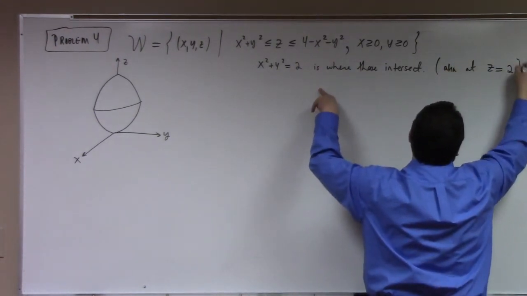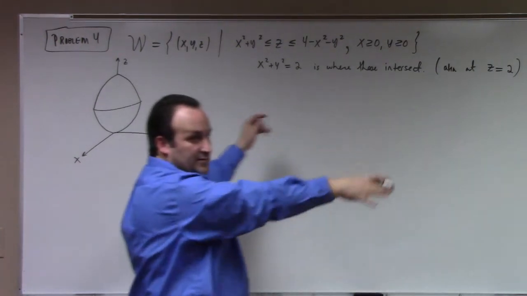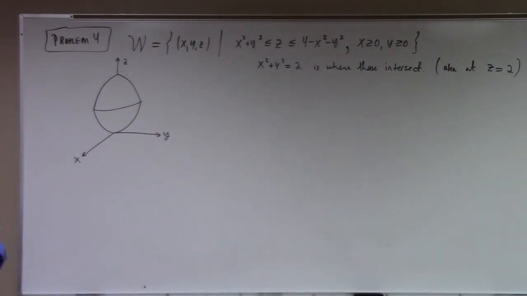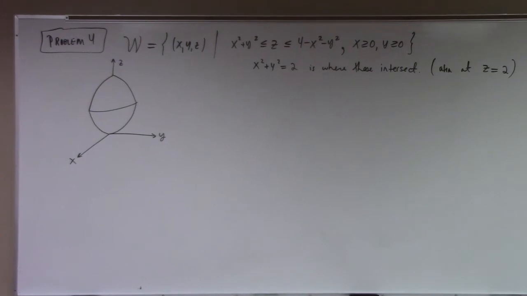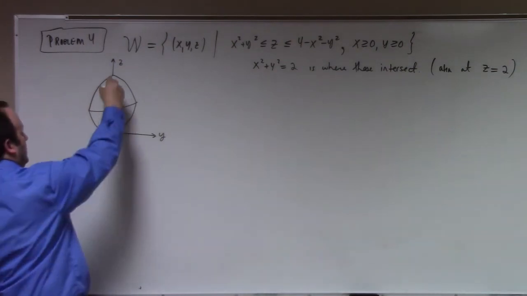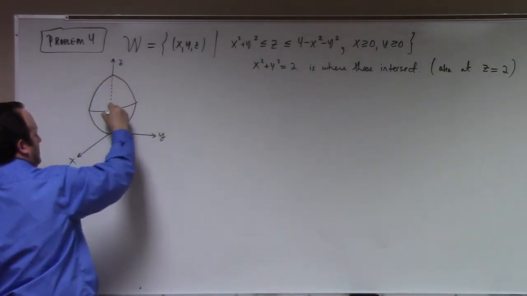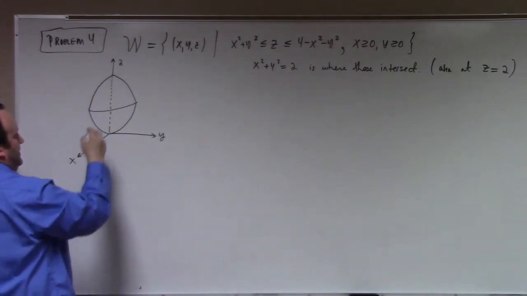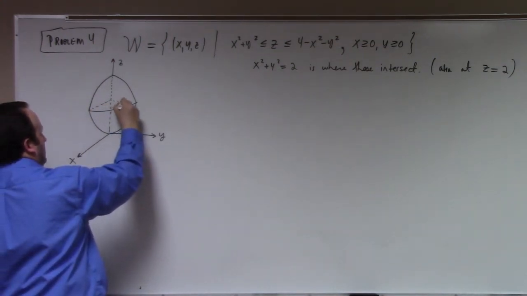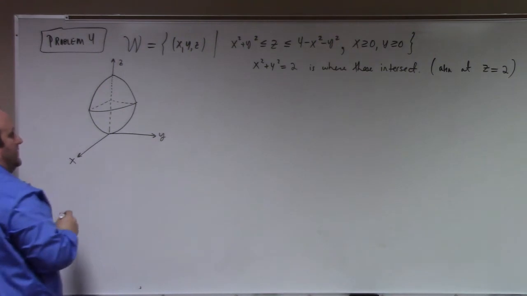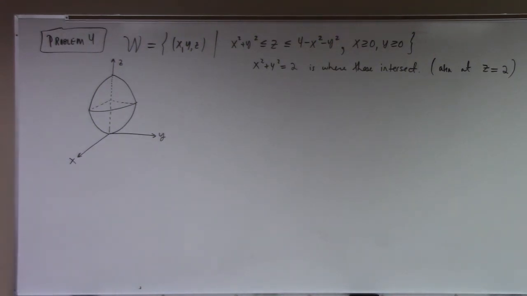Now, I could not say that for the problem I just erased, that intersected along the elliptical cylinder. They did not intersect at the same z. The curve of intersection depends on z. It's not a planar curve. But the curve of intersection here is actually a circle, for what it's worth. All right, so here's a sketch, if you will, of the volume we're trying to integrate over.